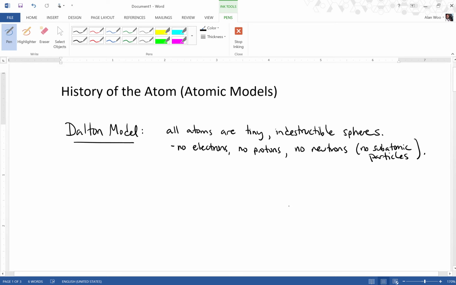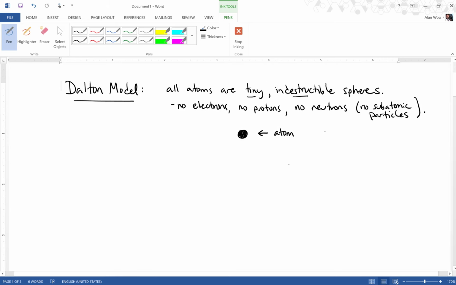Okay. So the easiest way to represent this particular atom is just to draw in a tiny dot with nothing else in it. Okay. So this is a very accurate diagram of a Dalton model of an atom. This model was the model of an atom for most chemists for about 100 years until the early 1900s, where we got an upgrade on it.